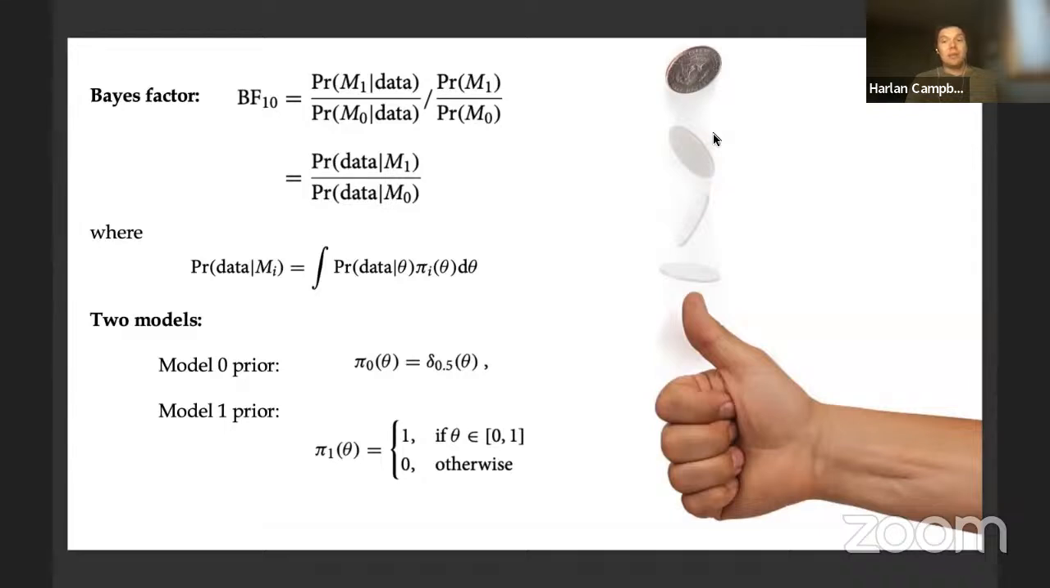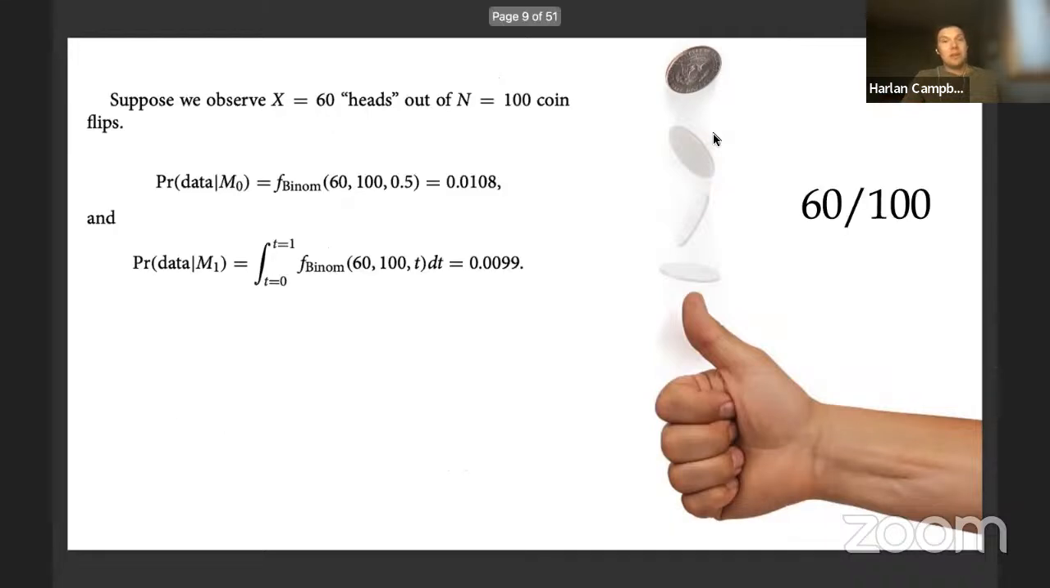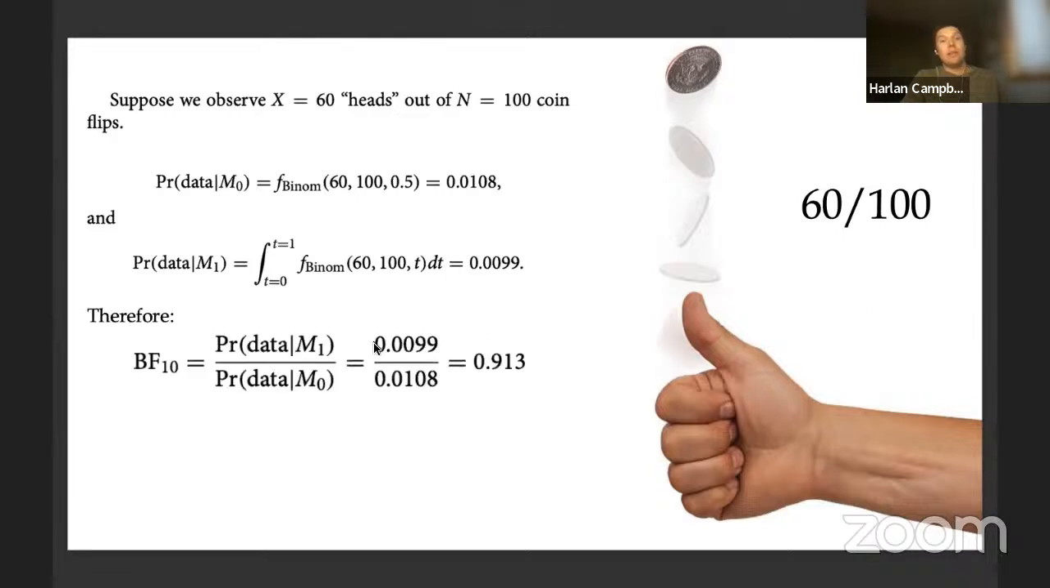Depending on the results of the Bayes factor, in this case, suppose we had flipped the coin 100 times and we got 60 heads out of 100. So that's a little unusual, 60 heads out of 100 coin flips. We can calculate the probability of the data under both models, do the division, and that gets us a Bayes factor of 0.913.